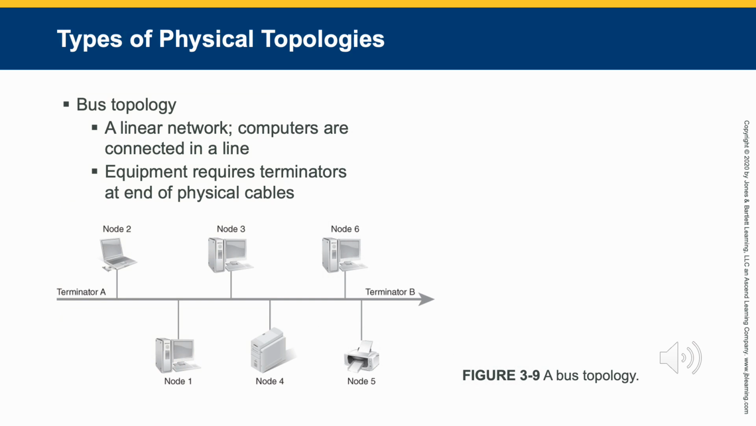Types of physical topology. Bus topology is a linear network where computers are connected in a line. Equipment requires terminators at the end of physical cables.